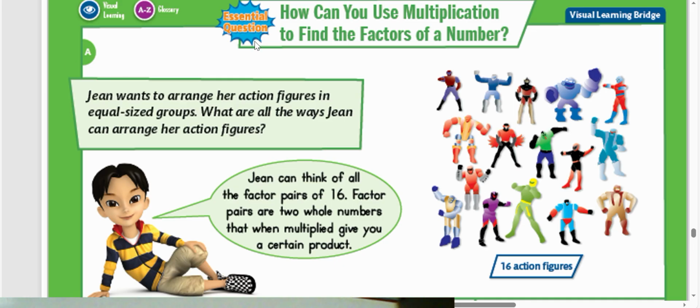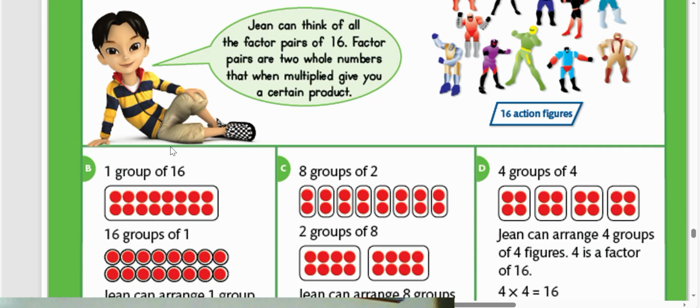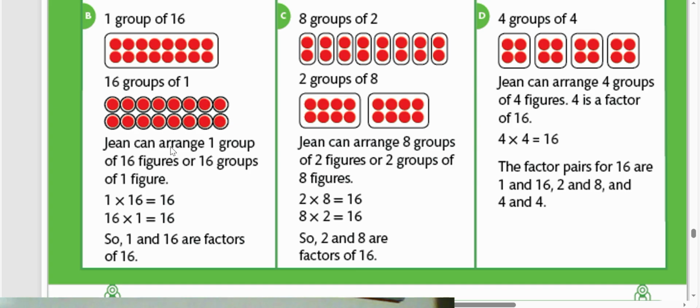How can you use multiplication to find the factors of a number? She wants to arrange her action figures in equal size groups. What are all the ways you can arrange her action figures? We have 16. We know 16 equals 4 times 4, or 8 times 2, or 1 times 16. Well, then we have three solutions for this: 4 groups of 4 elements, or 8 groups of 2 elements, or 1 group of 16 elements.